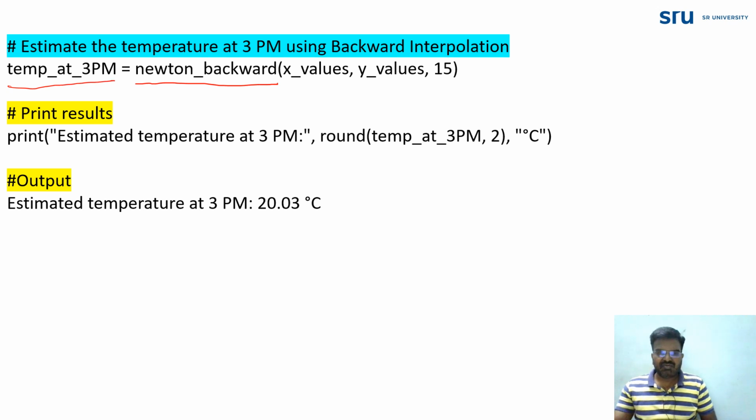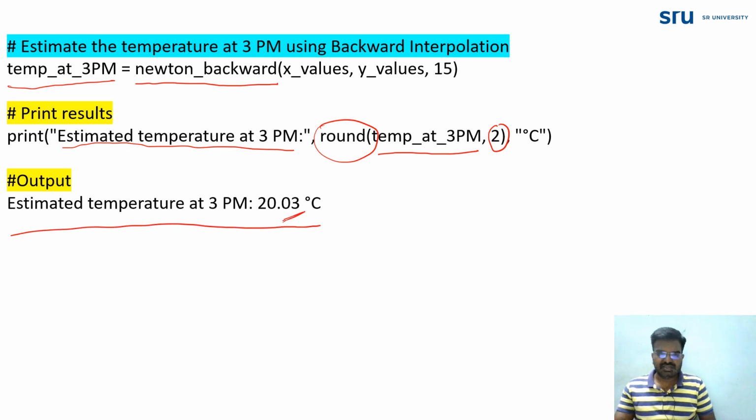Now I want to see the output with a proper sentence. So by using the print function, in double quotes I have written estimated temperature at 3 p.m., because in my output I have to see this sentence. Next, the result is saved with this name, so I have to use this variable here, and you can observe round to means after the point I need only two decimal places. So this is the final output of the second part of the code. We are estimating the temperature at 3 p.m.